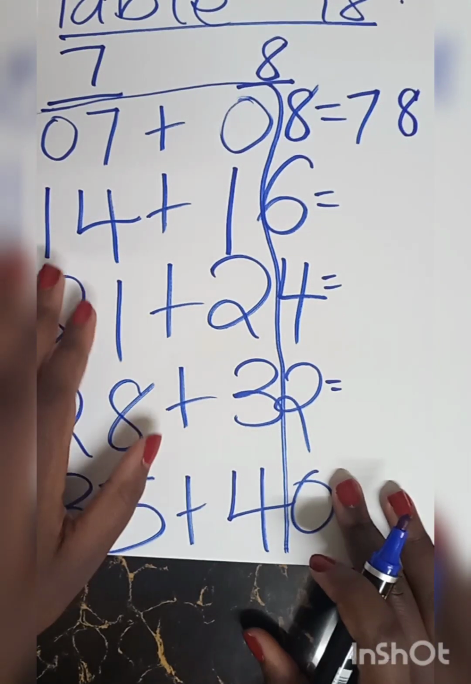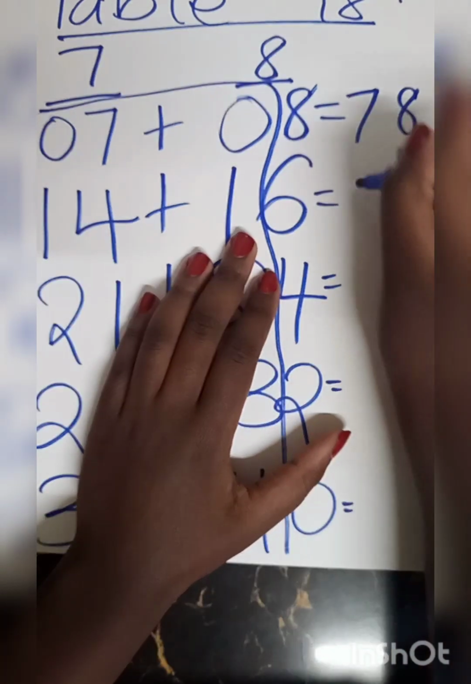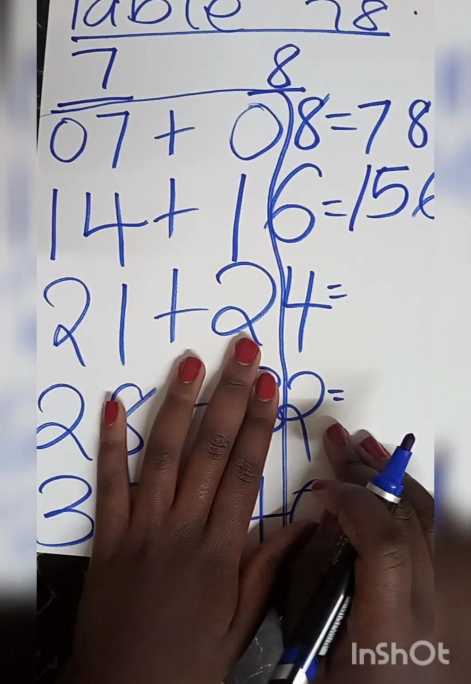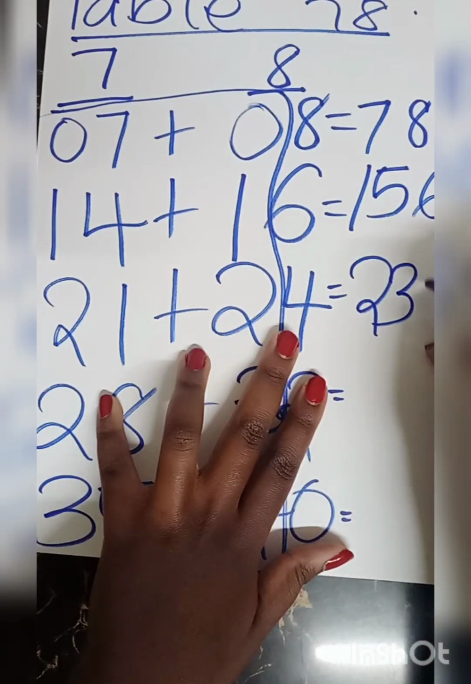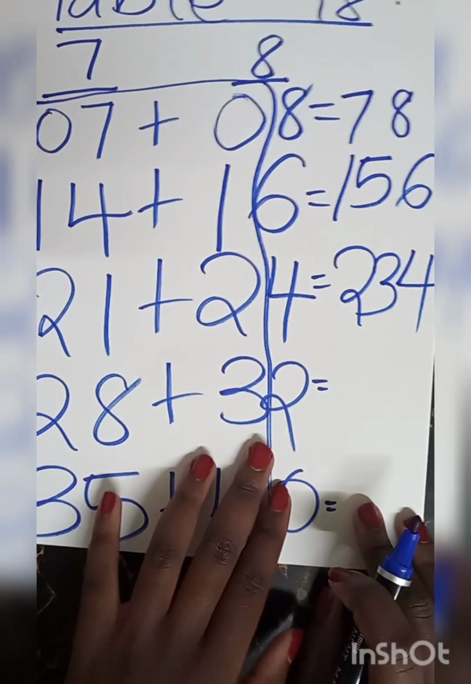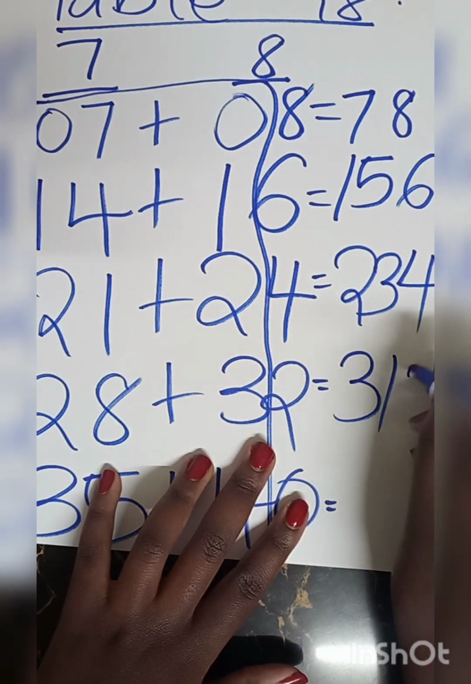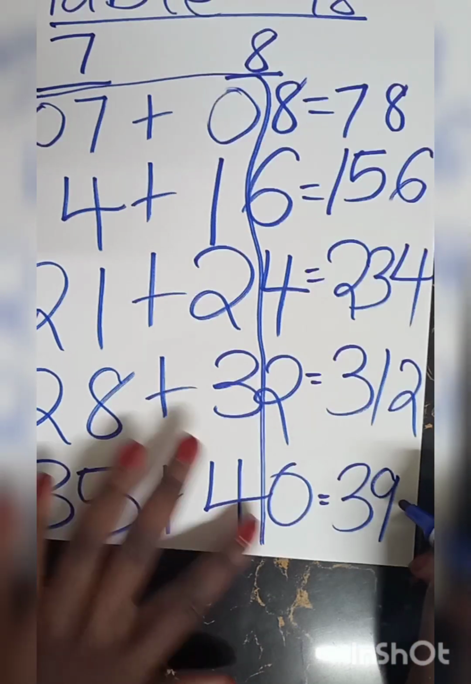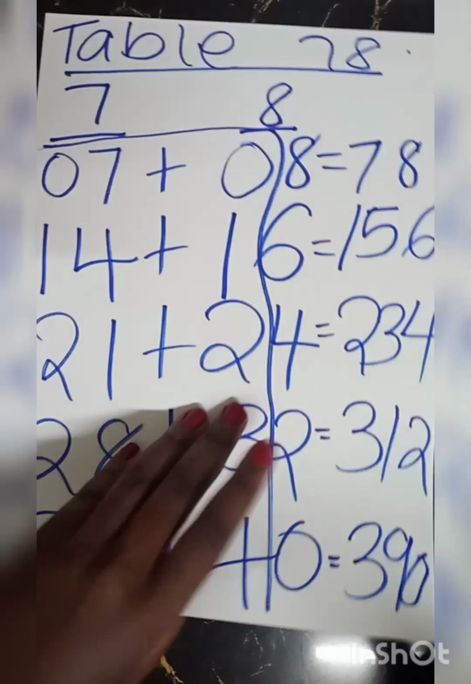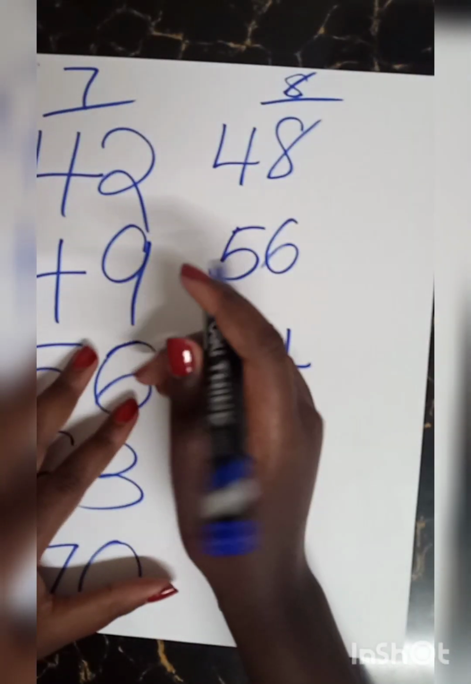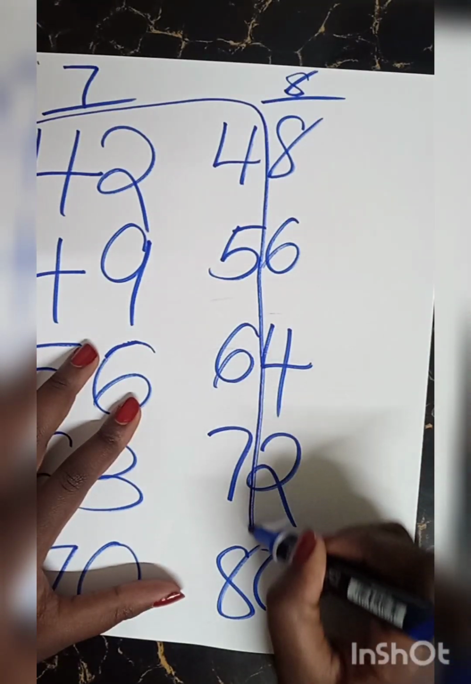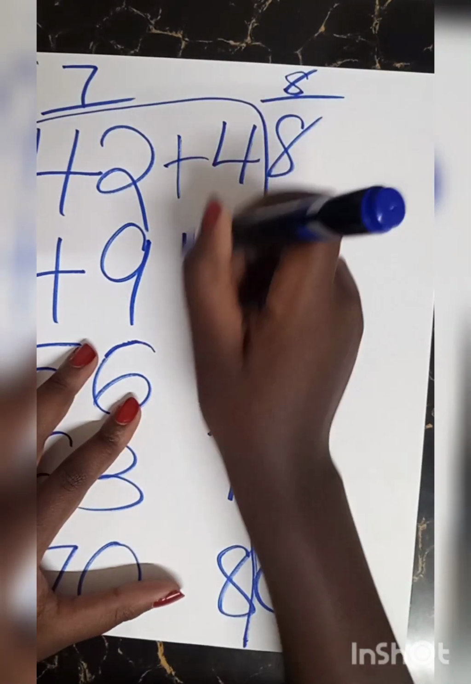Are we together? 14 plus 1 is 15. Okay, retain the 6. 21 plus 2 is 23. Retain the 4. 28 plus 3 is 31. Retain the 2. 35 plus 4 is 39. Retain the 0. Moving on swiftly. So yeah, here we are still doing the same thing. This is what we are adding.